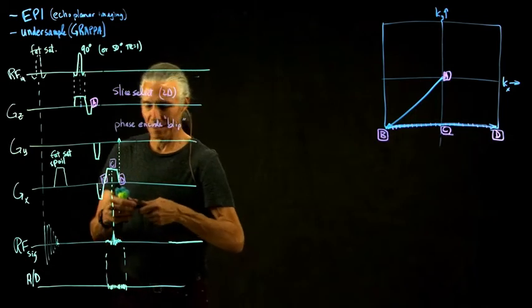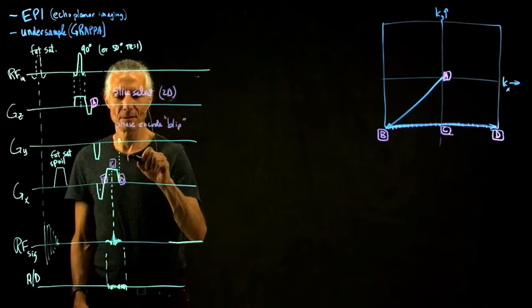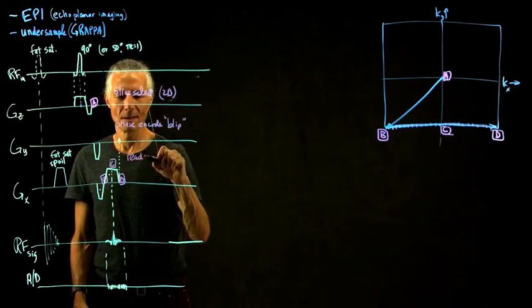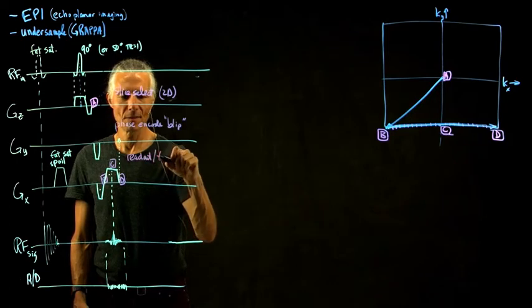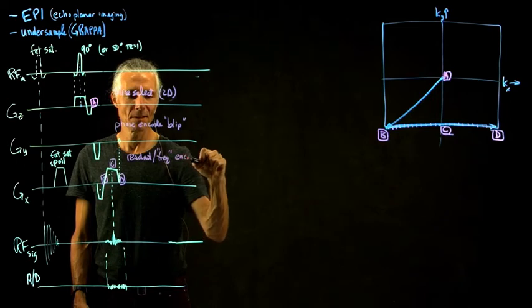And then this is the readout. Frequency encode. Put it in quotes. Frequency encode.